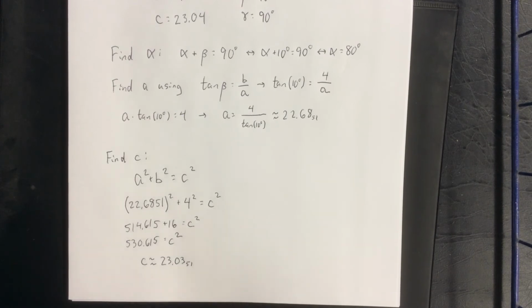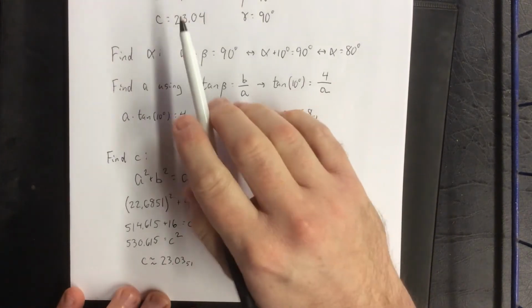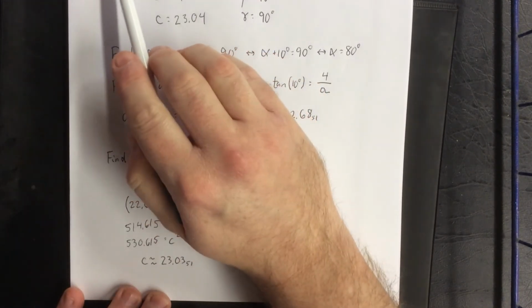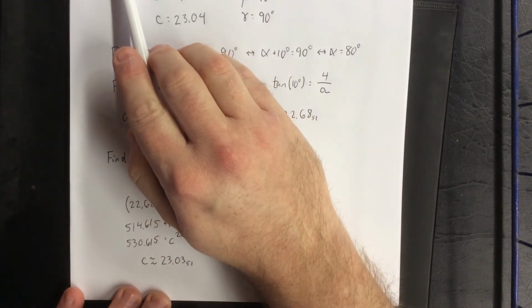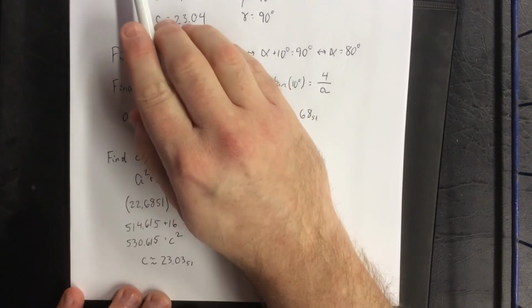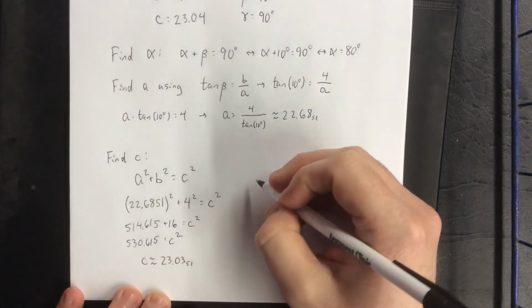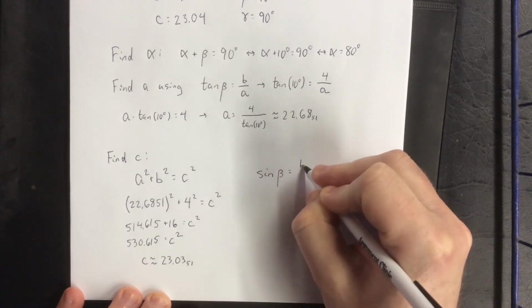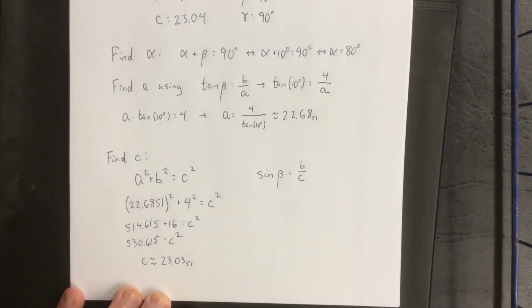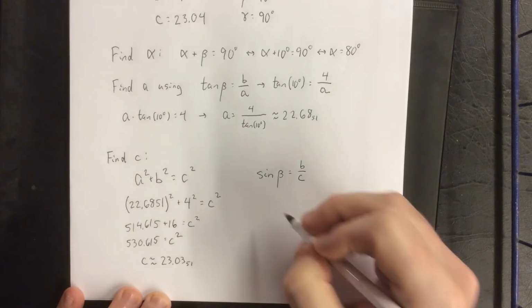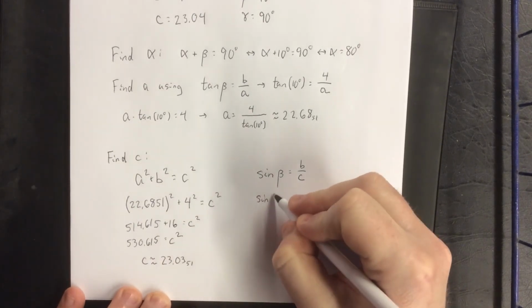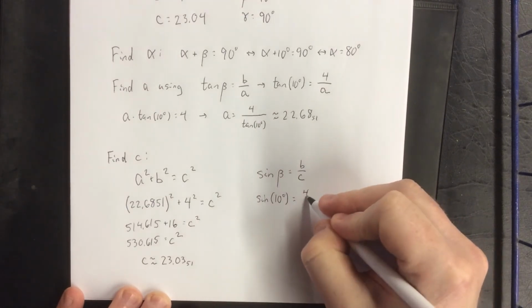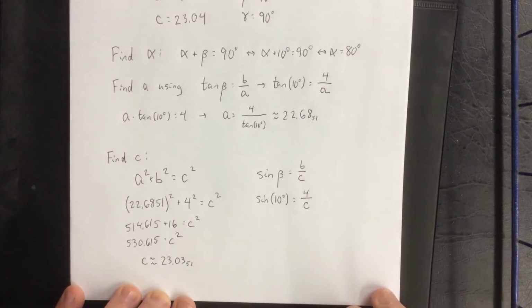Now, with those things in mind, I could also find c by using the exact value 4 and some other trigonometric ratio. From the perspective of our angle beta, I notice that b is the opposite side and c is the hypotenuse. So I could also relate them by pointing out that the sine of beta is equal to b over c. If I plug in what I do know, I can solve for what I don't know. So sine of 10 degrees is equal to b, which is 4, over c, which is what we're trying to solve.